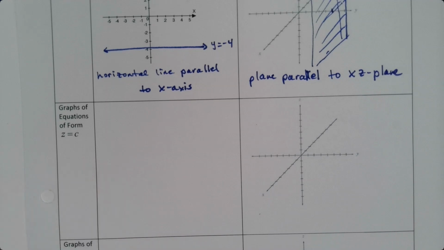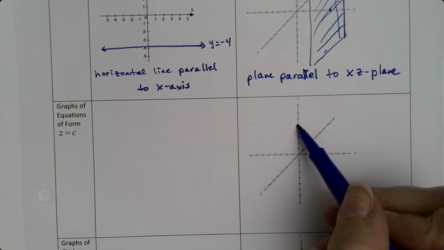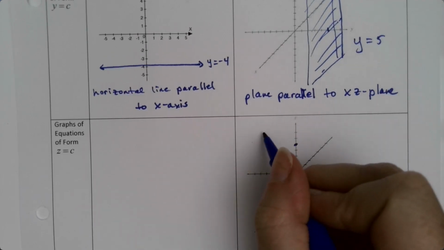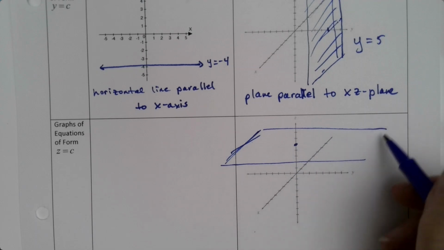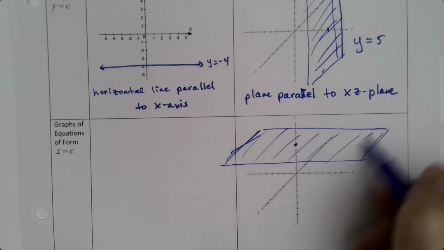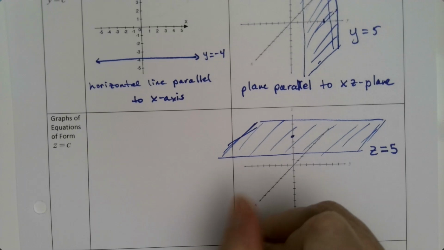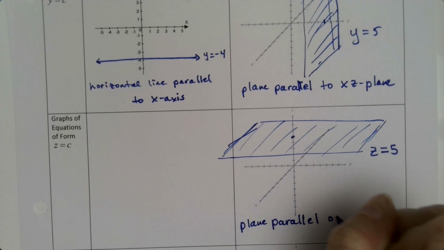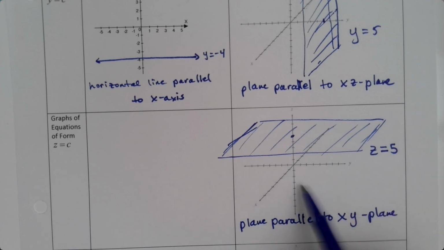Now z equals c, of course, doesn't exist unless you change your coordinate axes to be x and z, for example. But for these ones, this was y equals 5 that I drew, and then this will be z equals 5. Z equals 5, I think, is the easiest because it looks like a flying carpet. Like that. So this is z equals 5, a plane that's parallel to the xy plane, which is down here.